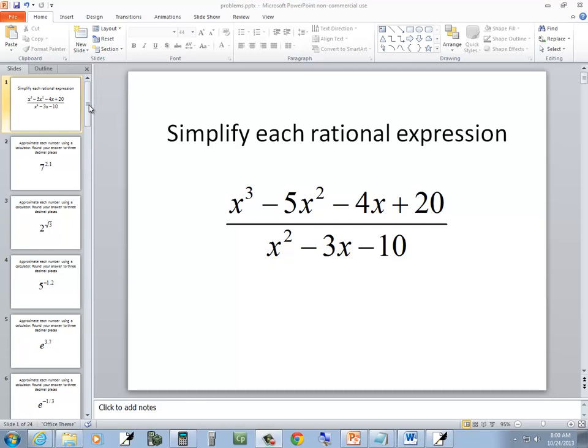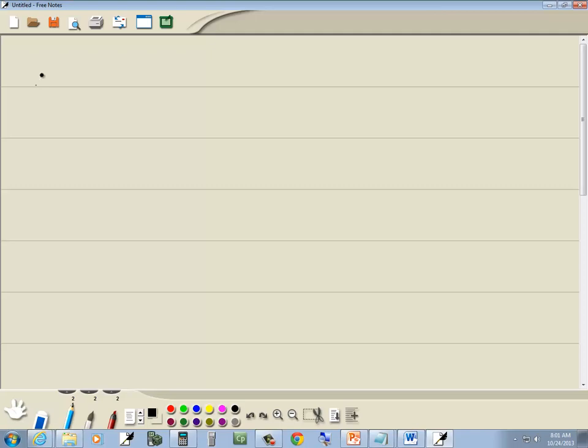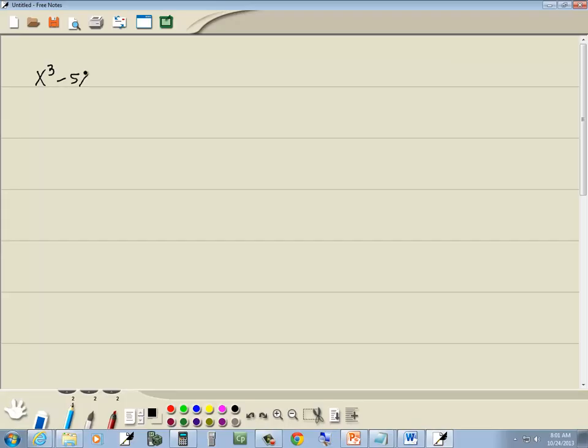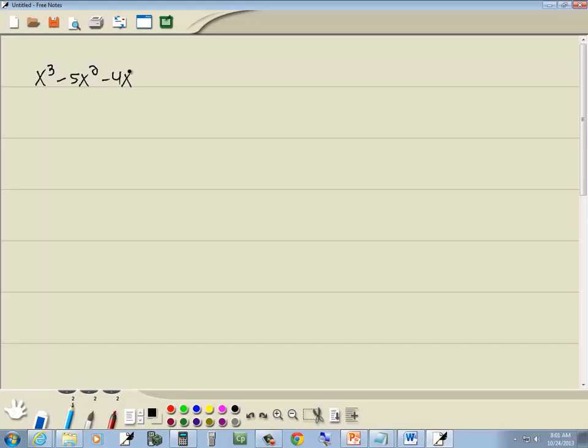In this problem, we want to simplify this rational expression. We've got x to the third minus 5x squared minus 4x plus 20, all over x squared minus 3x minus 10.